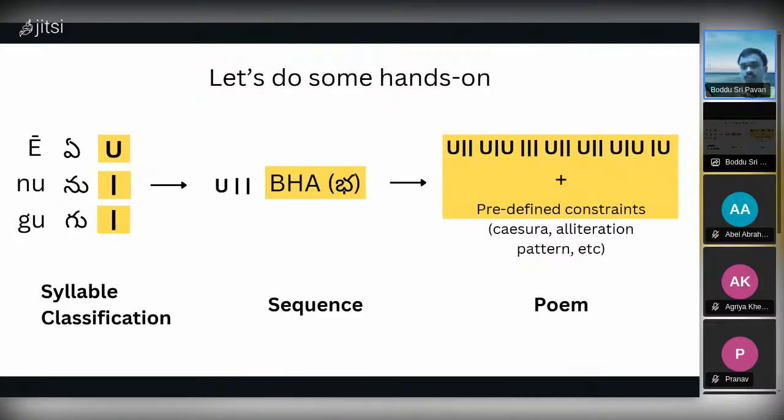Similar syllabic sequences I have given here. Similar syllabic sequences with some predefined constraints, which can include caesura, alliteration pattern, etc., and also the number of tokens in a particular line, and the number of lines together form the poem. First, we take input of Telugu text. Later we classify with respect to each syllable, and we form syllabic sequences. Syllabic sequences form poems.